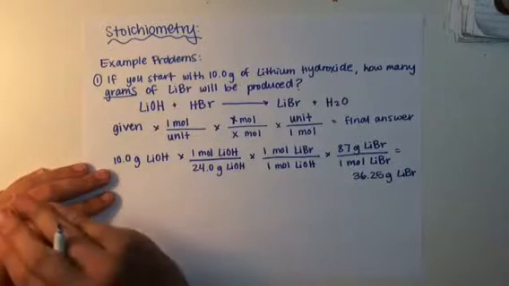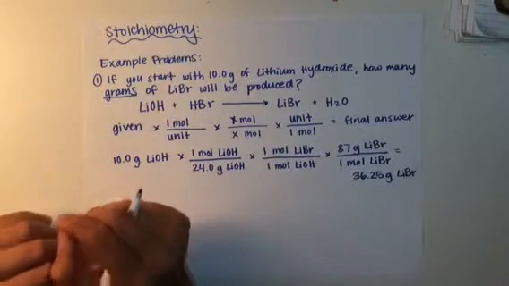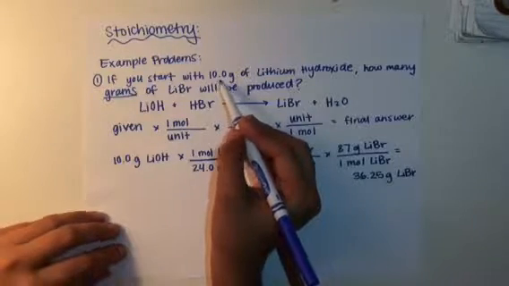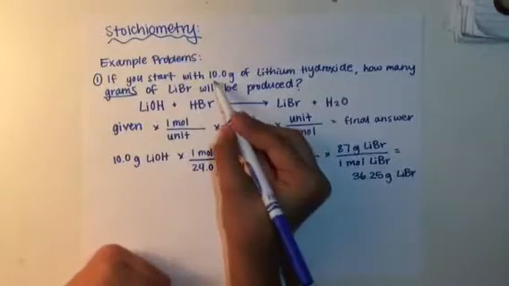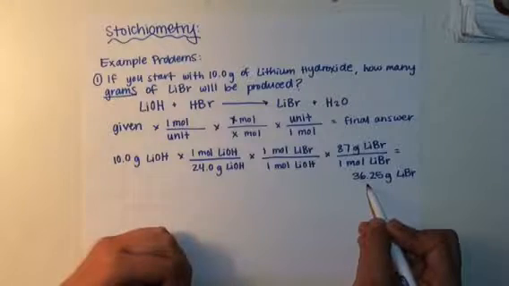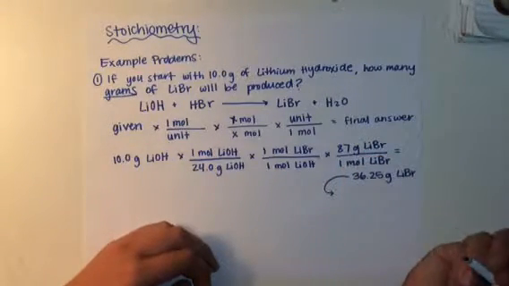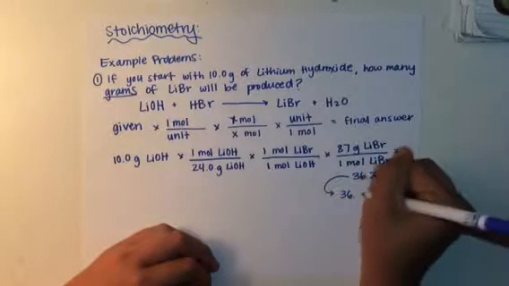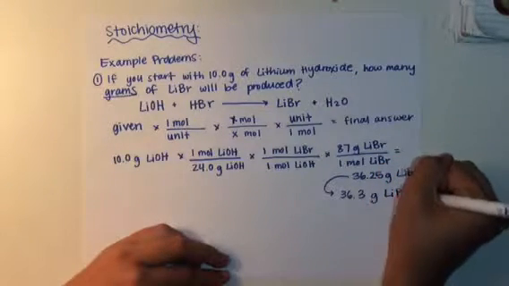Now, we're not done yet because we need to convert to sig figs. So what we're going to do is look at how many sig figs are here, and then match that exact same amount of sig figs in our final answer. So 10.0 has 3 sig figs, and right now we have 4 sig figs. So we're going to have to convert this. Well, not really convert, we're just going to have to round. This will round up, so now we have 36.3 grams of lithium bromide.